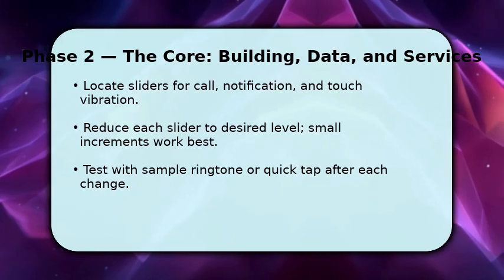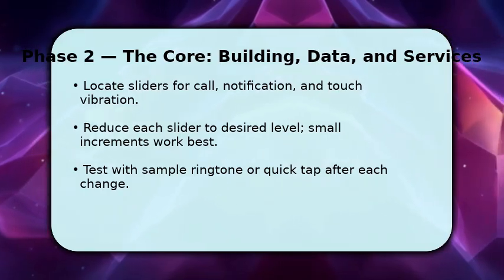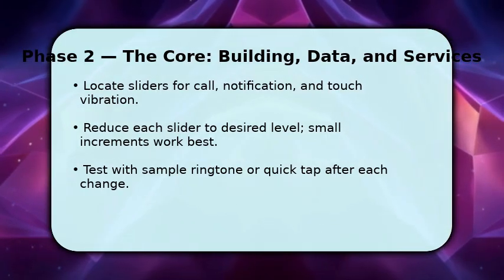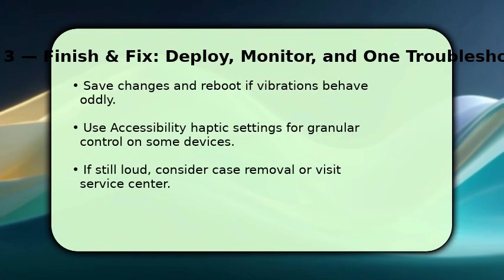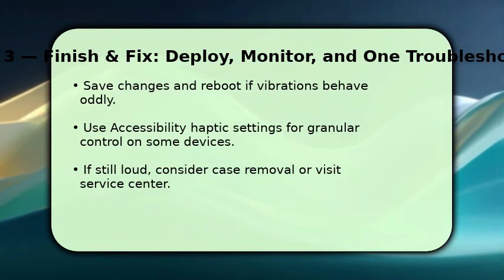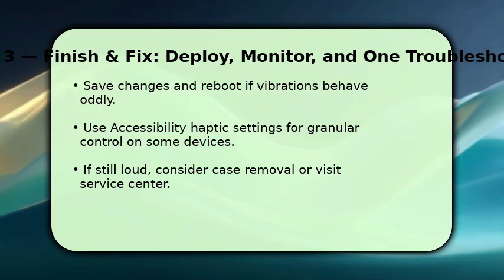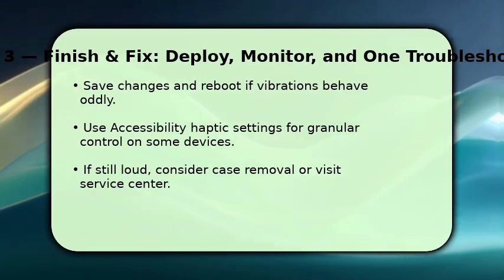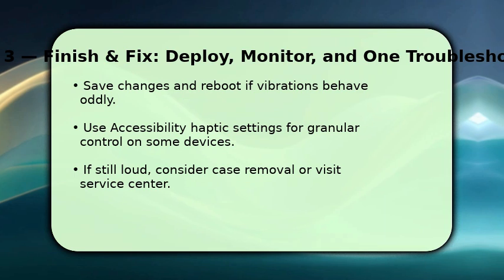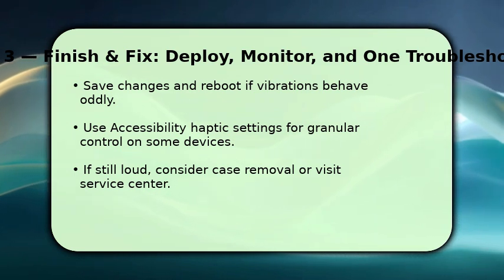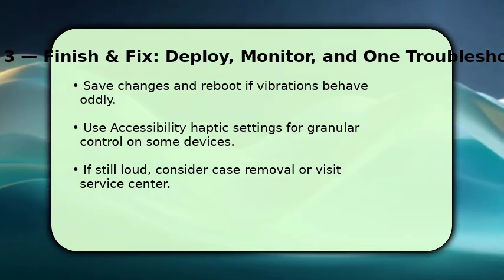If your phone lacks sliders, use haptic strength or accessibility options to achieve similar control. Once satisfied, exit Settings and use your phone normally to confirm the change holds. Sometimes a quick reboot finalizes system adjustments. Make sure to check Accessibility, then Touch or Haptics, for extra granular controls if available.